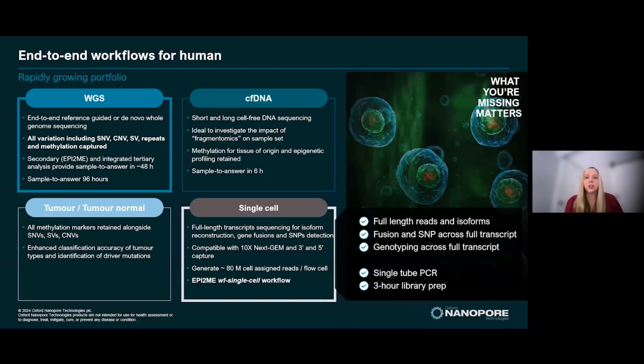Winston Timp at JHU. You might consider complementing this with single-cell sequencing from Nanopore, which is compatible with 10x 3' and 5' NextGem libraries to generate full-length isoforms, gene fusions, and SNPs to further verify allelic expression for complete cell characterization. This prep generates around 80 million cell-assigned barcoded reads, and our analysis provides gene annotation and expression count matrices, as well as other quality metrics.